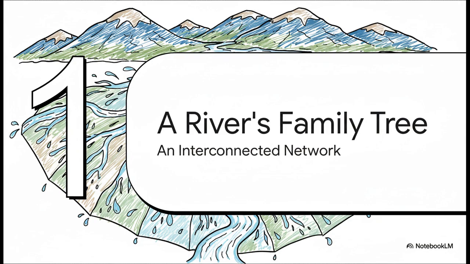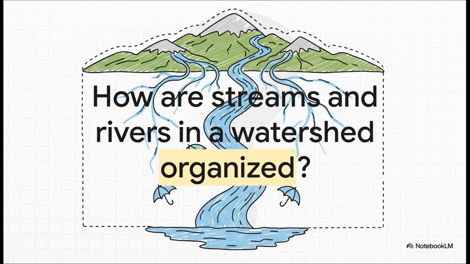But here's the thing, a watershed isn't just a simple bowl. Oh no, it's a super complex, interconnected network. You can almost think of it like a family tree for rivers. So let's break down how that whole network is organized. With all these streams and rivers flowing into each other, how in the world do scientists keep track of them all? Well, they use this really clever classification system. It's called stream orders, and it's basically a way to give every single channel a rank within the whole system.